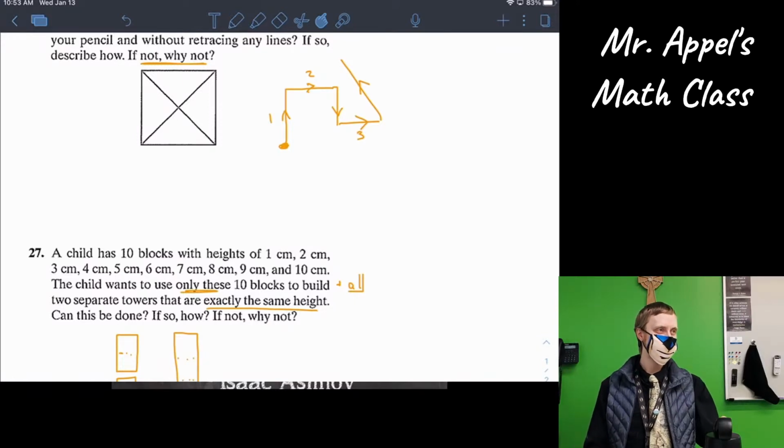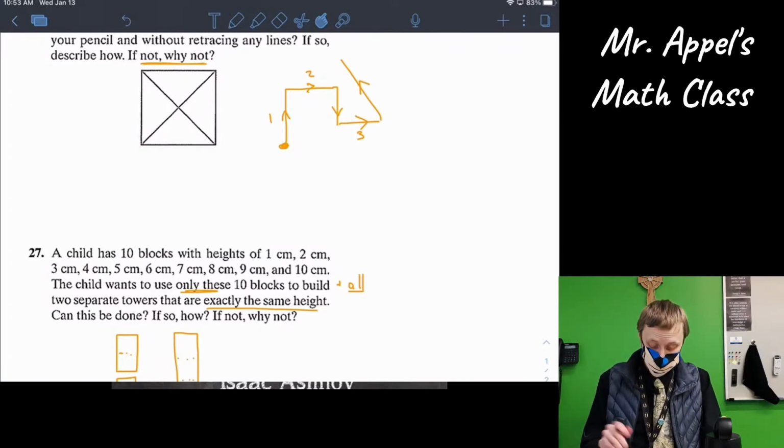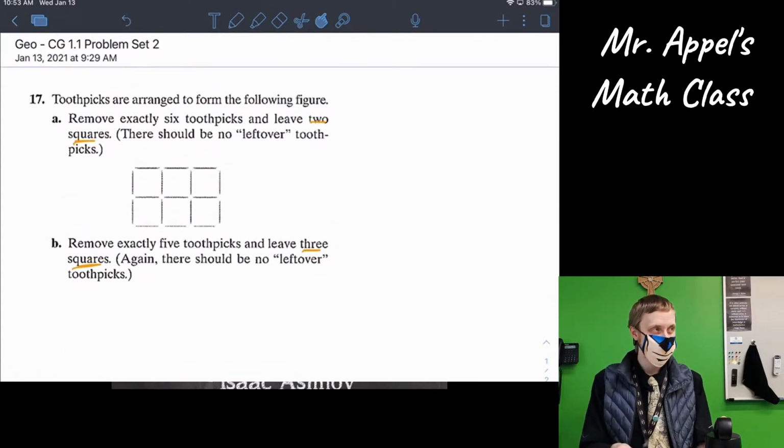Number 3, as usual, or the level 3 one, phenomenal problem, classic math puzzler. Otherwise, you have the rest of the period to work. Have at it.